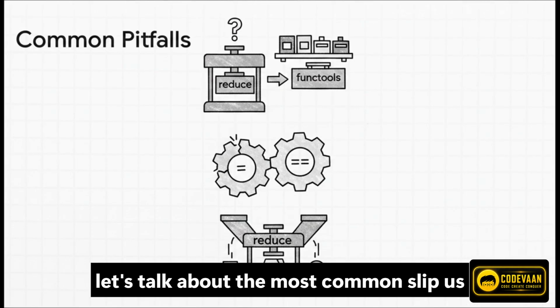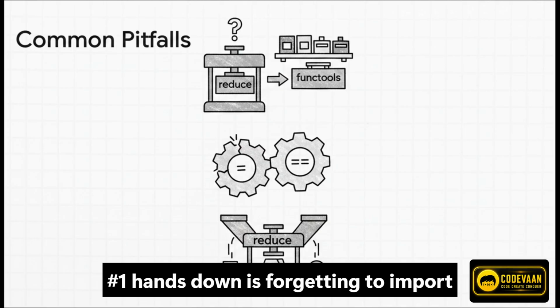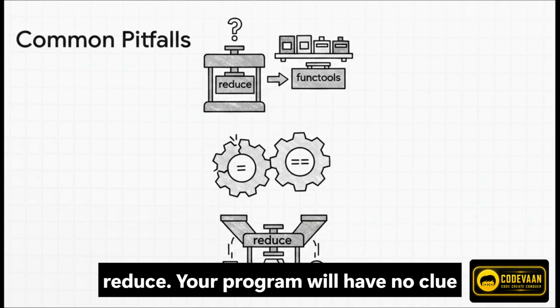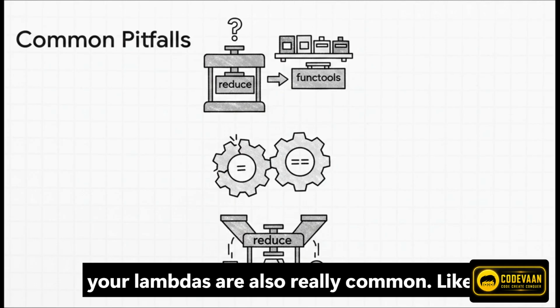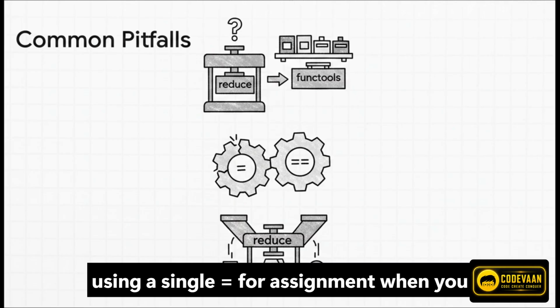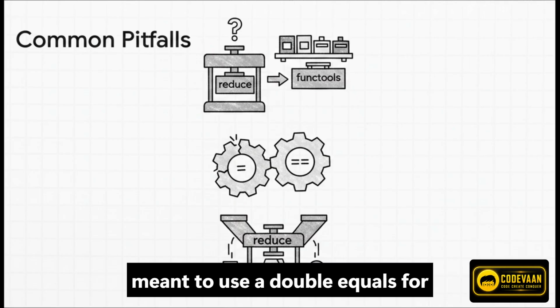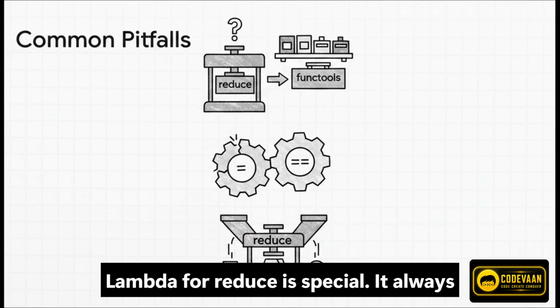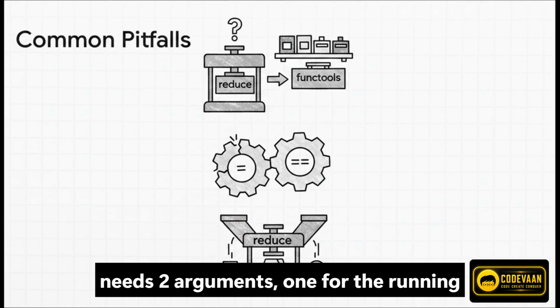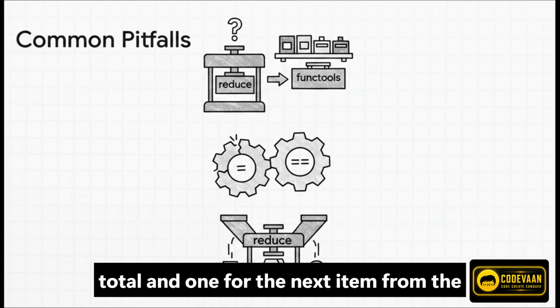And finally, let's talk about the most common slip-ups. Number one, hands down, is forgetting to import reduce. Your program will have no clue what reduce is. Simple syntax mistakes in your lambdas are also really common, like using a single equal sign for assignment when you meant to use a double equals for comparison. And last, remember that the lambda for reduce is special. It always needs two arguments, one for the running total and one for the next item from the list.